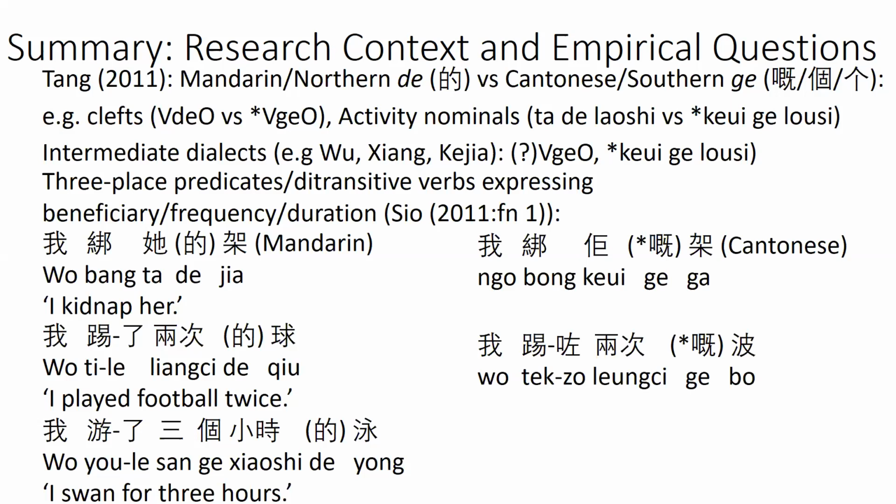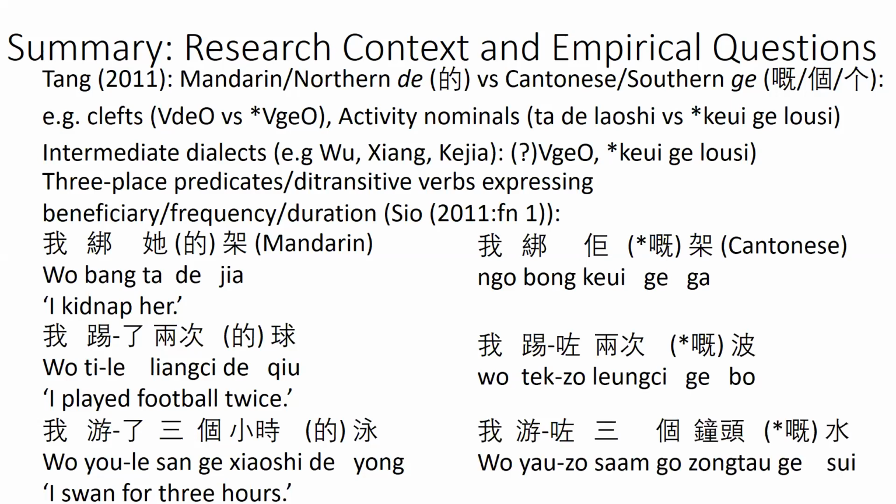Similarly, 我踢咗2次波, that's perfectly fine. But if I would say 我踢咗2次嘅波, again, it's not right. 我游咗3個鐘頭嘅水, it's not good. 我游咗3個鐘頭水, that's fine. But 我游咗3個鐘頭嘅水, again, it's not good. So I suppose that's another construction where de and ge differ. But I'll leave that for further investigation. For today, I would like to focus on the two constructions that Tang has mentioned in his work.